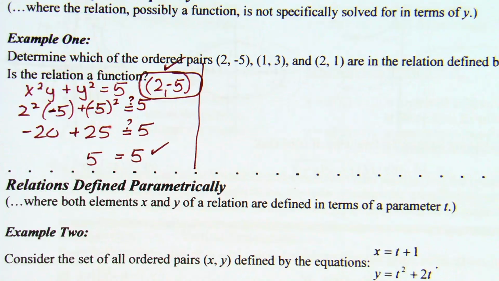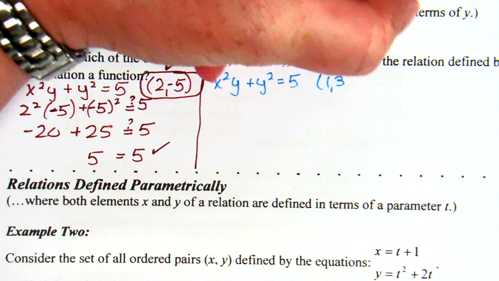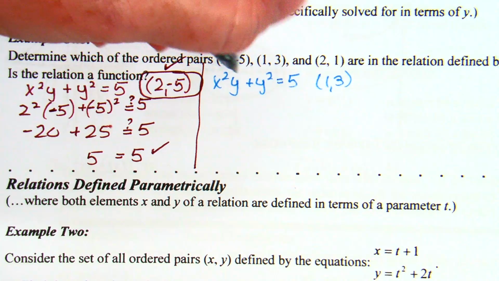What about the ordered pair (1, 3)? We do have to do it for all of them. You don't assume just because one works, the rest do or the rest don't. You're trying it for all of them. So x squared y: 1 squared times 3 plus 3 squared, and the question is, does it equal 5? 1 squared is 1 times 3 is 3. 3 squared?